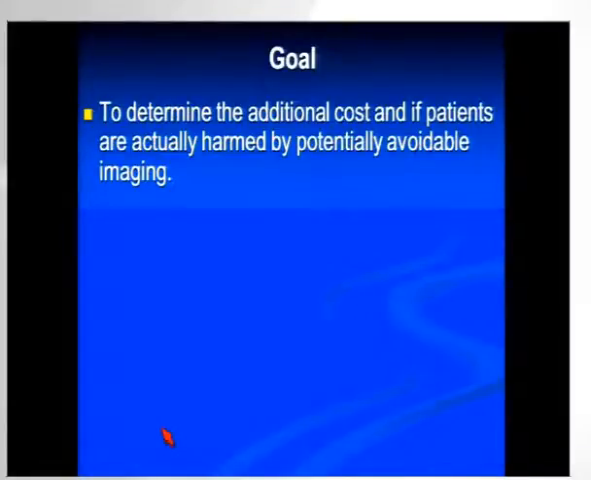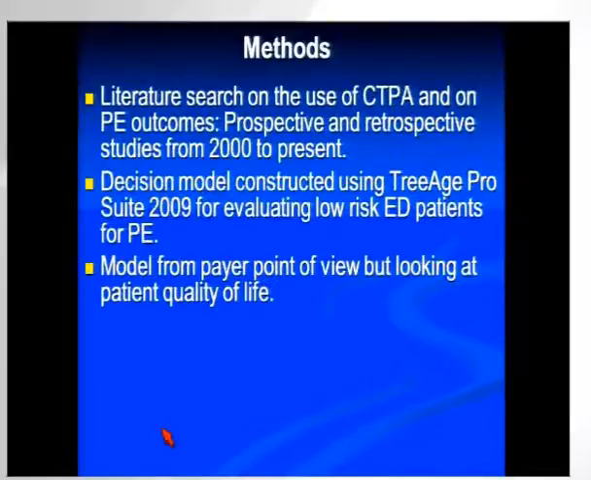The goal of our study was to determine the additional cost and whether patients are actually harmed by this potentially avoidable imaging. For our methods, a literature search was performed looking at the use of CTPA and PE outcomes. We looked at prospective and retrospective studies from 2000 to the present. A decision model was constructed using TreeAge Pro software for evaluating these low-risk ED patients for pulmonary embolism. The model was constructed from the payer point of view, but looking at patient quality of life as the outcome.